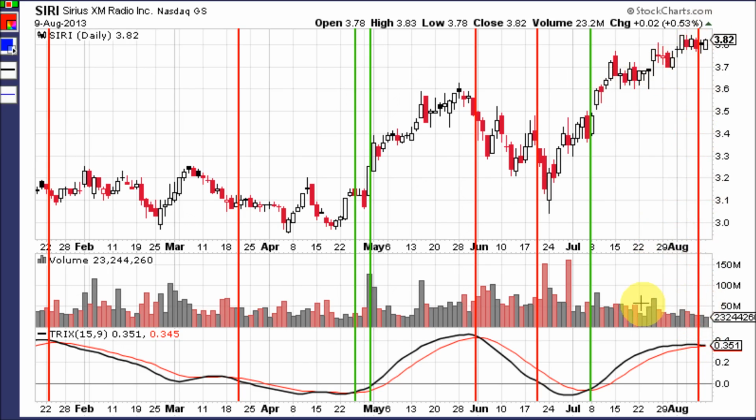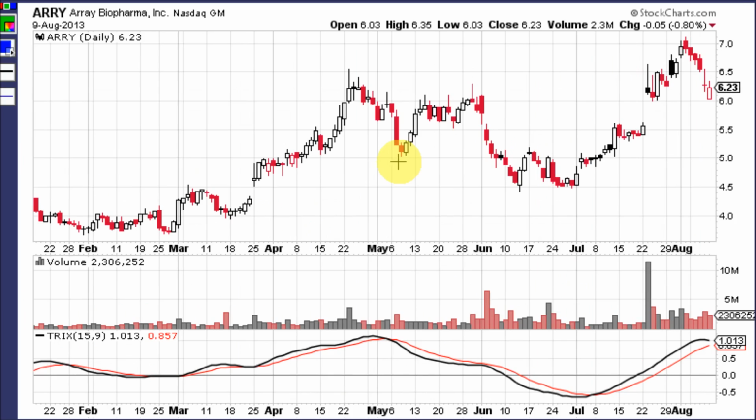The only problem is volume has fallen off to the lowest point in months, and in order for it to break out into blue sky territory above this point right here, it's going to need pretty good volume in this zone or this zone here. Now let's take a look at the bullish signals that Trix gave on this chart for ARRY.